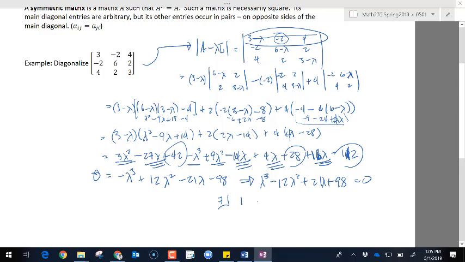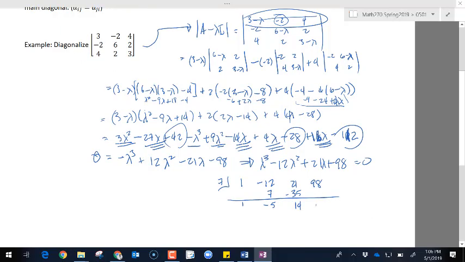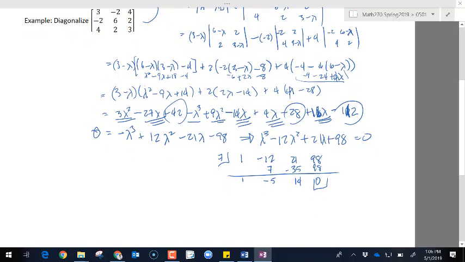You guys remember, what's that called? Long or synthetic? So multiply by 7, add, is it negative 5? 7 times 5 is 35, negative, this is going to be 14 times 7, 98. Oh, nice. So we know this is lambda squared minus 5 lambda plus 14. Is that factorable?